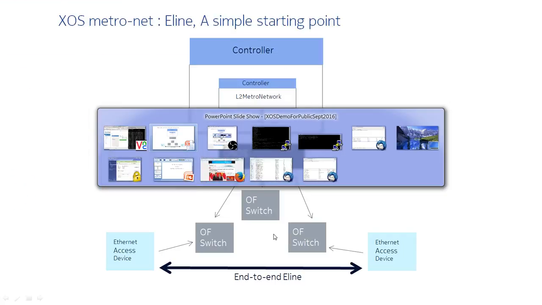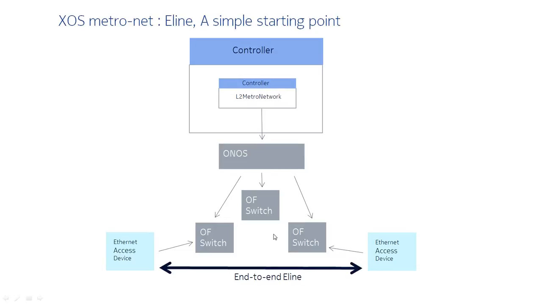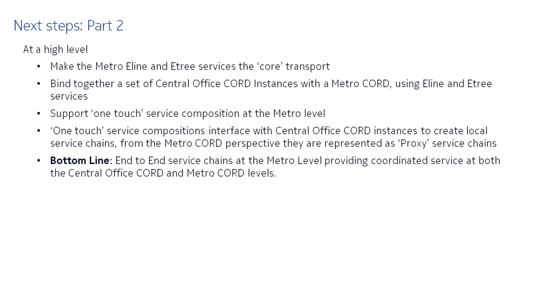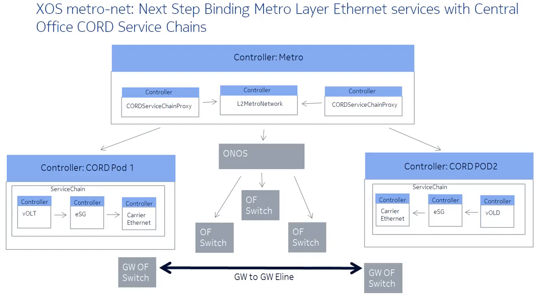So I'm going to flip back into my presentation just to show a little bit of what we're proposing to do next. The next step, part 2, is looking at moving from E-lines to E-trees and E-LANs. But the big thing, and I'm going to show it graphically here, is to move to this type of scenario where we have the ONOS in the middle, and all the stuff we showed is still here. The Metro network is here with the white switches in the Metro, but we also have the ability to now integrate with these other CORD pods that are running at the central office level.